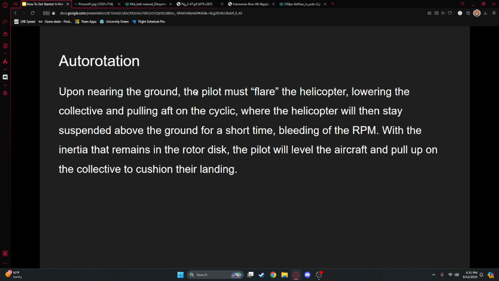Upon nearing the ground, the pilot must flare the helicopter, lowering the collective and pulling aft on the cyclic, where the helicopter will then stay suspended above the ground for a short time, bleeding off its RPM. With the inertia that remains in the rotor disc, the pilot will level the aircraft and pull up on the collective to cushion their landing on the ground.